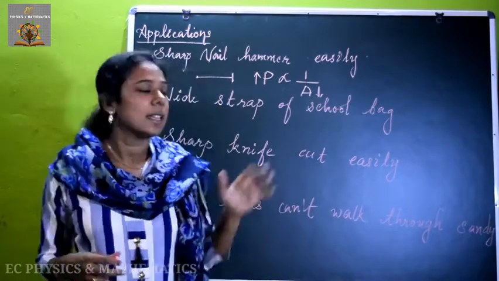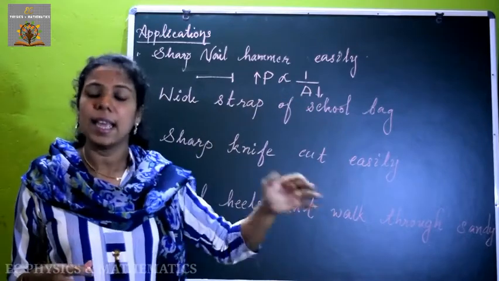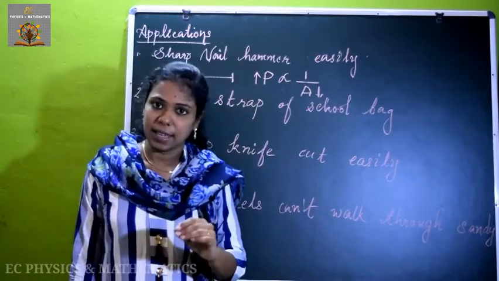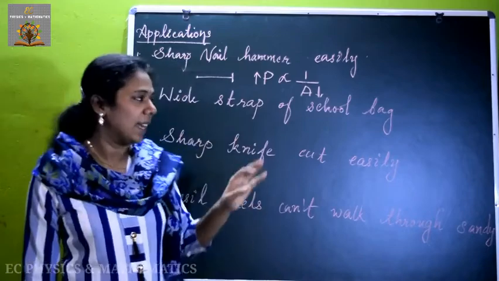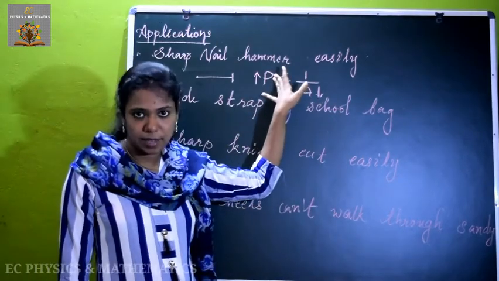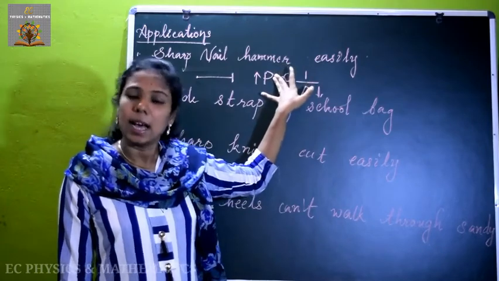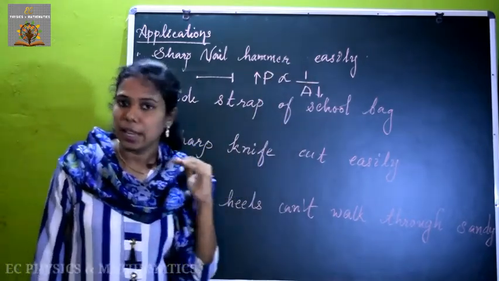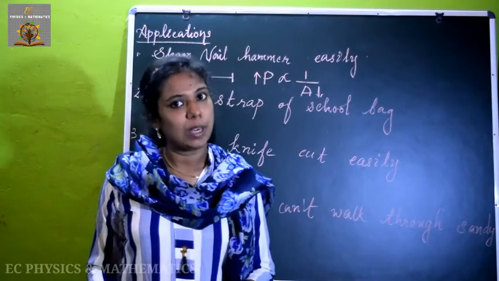Okay, why does a sharp nail hammer in very easily? The end of the nail area is very less. If area is less, pressure is high. Force is high, pressure is high. So it can move very easily into our wall.